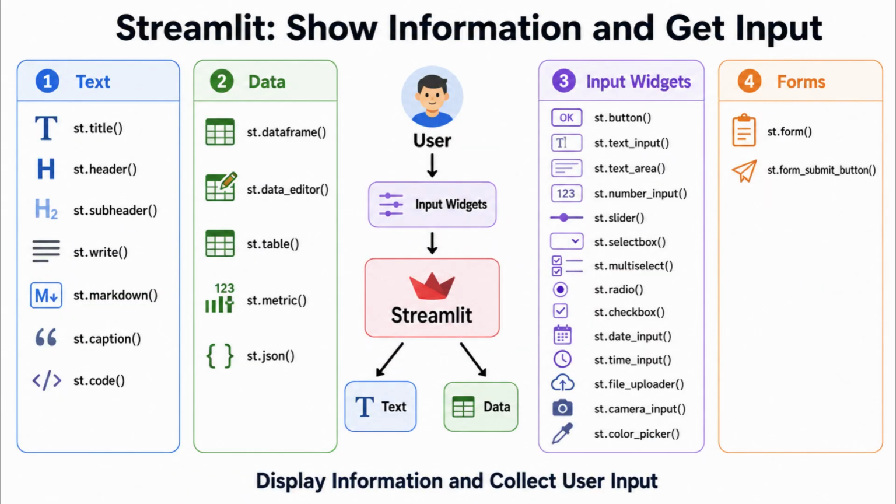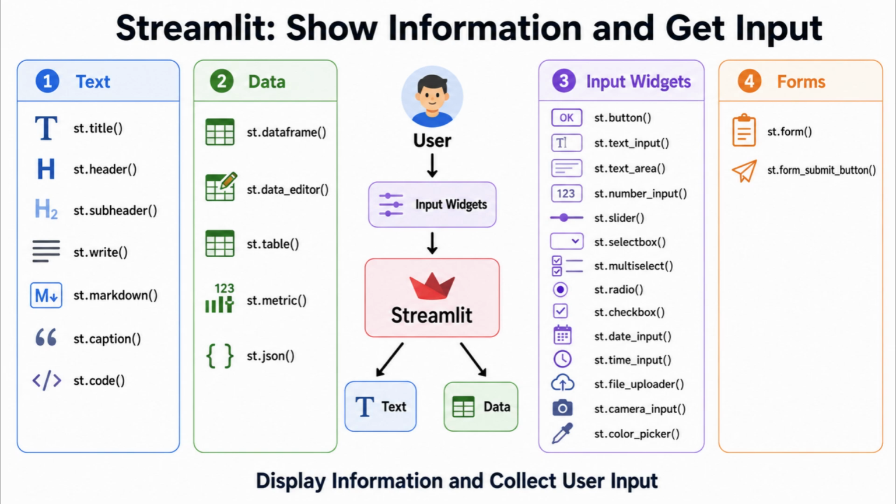Streamlit gives us simple tools to display information and collect input from users. For text, we can create titles, headers, captions, markdown, and even display Python code. We can also show data using tables, interactive data frames, metrics, and JSON.